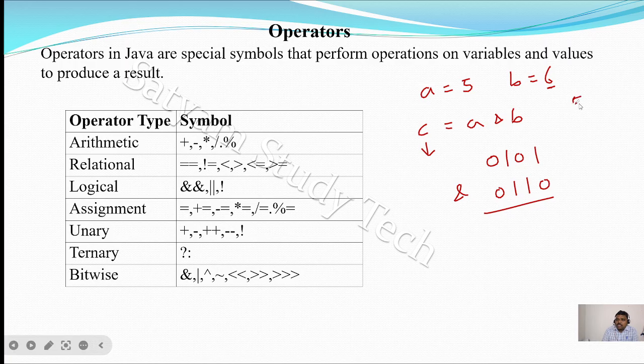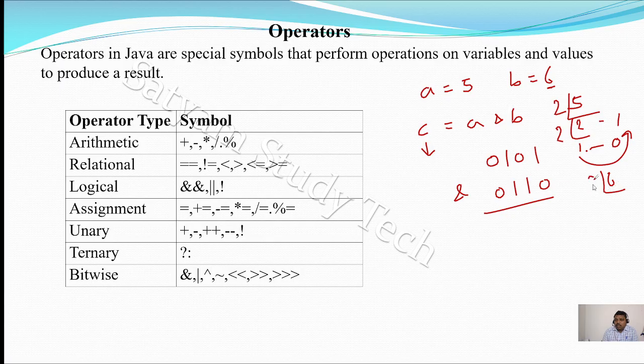You can see here 5 divided by 2: 2 2s are 4, remainder is 1, and 2 1s are 2, remainder is 0. So you can write 1 0 1. Like that, 6 is converted into binary: 2 3s are 6, remainder is 0, then 2 1s are 2, remainder is 1. So here 1 1 0, right? In 4 bits I represent them here as 0 1 0 1 and 0 1 1 0.